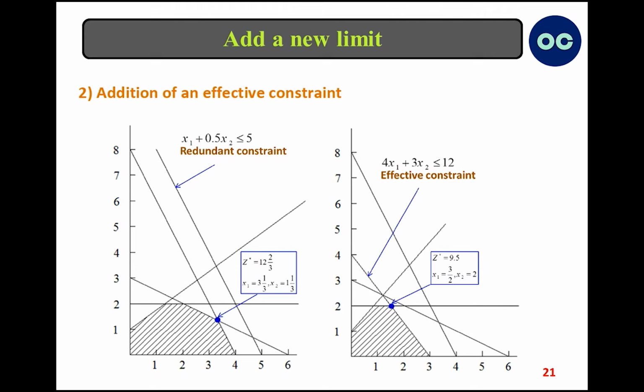Adding an effective constraint. So this is the next part in adding a new constraint. An effective constraint refers to a constraint that has an impact on the feasible region, potentially leading to a change in the optimal solution. For instance, considering the constraint here, this constraint narrows down the feasible region, consequently altering the optimal solution from z = 12.66 to z* = 9.5.